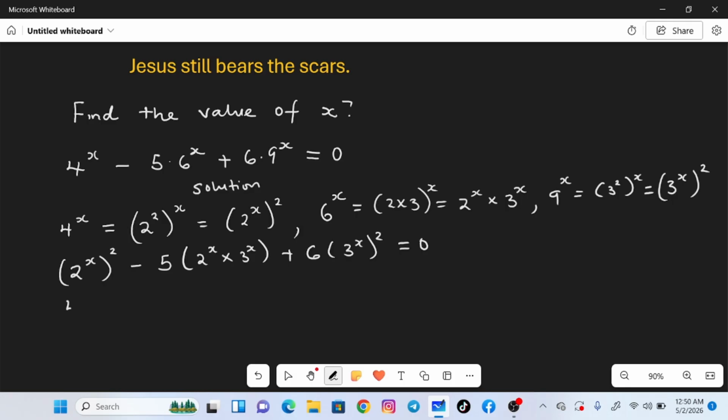So let a equal 2 raised to power x and b equal 3 raised to power x. So let us substitute them into this equation. In place of this, we put a. So we have a raised to power 2 minus 5ab plus 6b squared equal to 0.